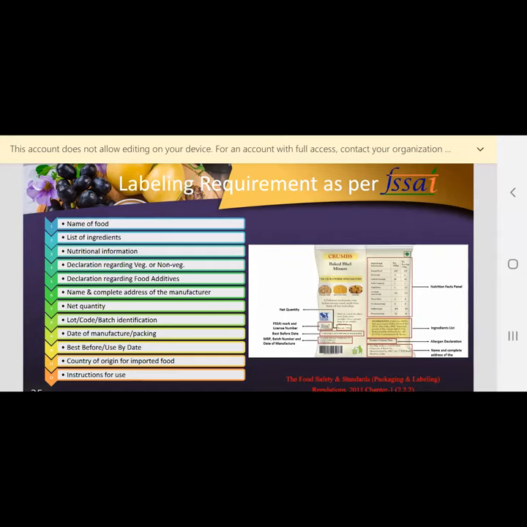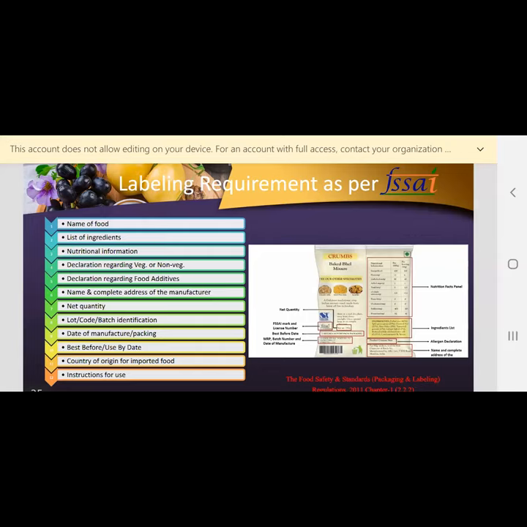The name of food should be there, the list of ingredients should be there, nutritional information should be there, and the declaration regarding veg and non-veg should be there, declaration regarding food additives. What is a food additive? Any colorant, any flavor you are using. And please go through the food packaging guideline, which is available on our website. In details, you can get it. What is the packaging requirement guideline by FSSAI?